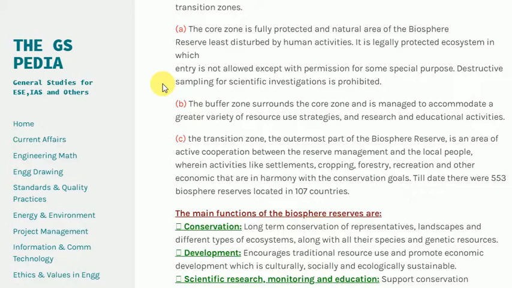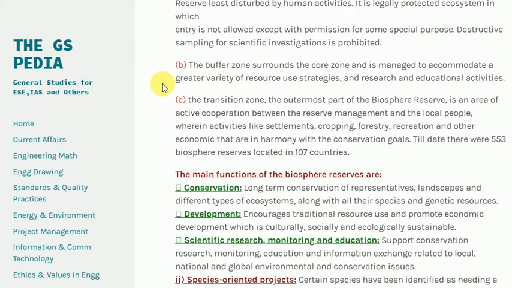The buffer zone surrounds the core zone and is managed to accommodate a greater variety of resource use strategies, and research and educational activities. Then the transition zone. The outermost part of the biosphere reserve is an area of active cooperation between the reserve management and the local people, wherein activities like settlements, cropping, forestry, recreation, and other economic activities are carried out in harmony with the conservation goals. To date there are 553 biosphere reserves located in 107 countries.